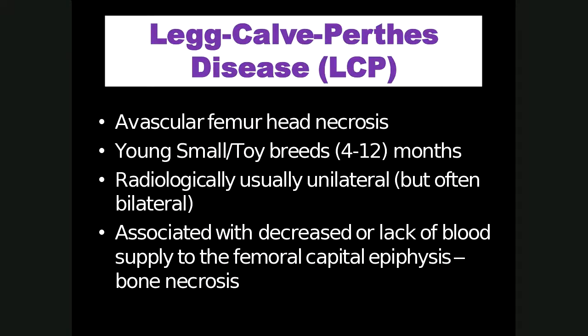The next condition we'll be looking at is Legg-Calvé-Perthes Disease, or LCP. This is also known as avascular femur head necrosis and occurs in young, small or toy breeds between 4 to 12 months of age. So the signalment in this case is very important. Radiologically, it usually occurs unilaterally, but often bilaterally at a histopathological level. It is associated with a decrease or lack of blood supply to the femoral capital epiphysis.